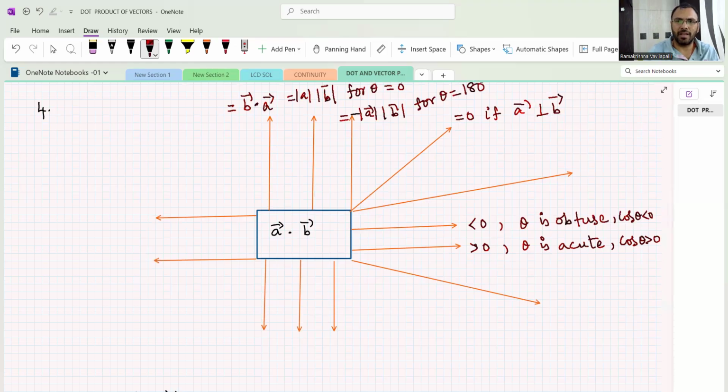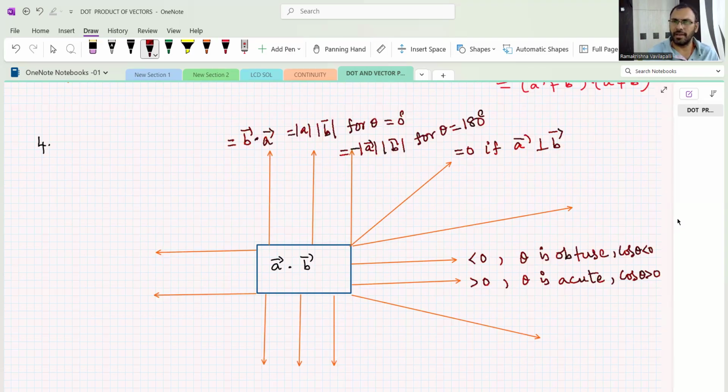So we have revised that. What is the condition for an acute angle? Dot product positive. Obtuse angle, dot product is negative, and equal to 0 for vectors that are perpendicular. And A bar dot B bar is equal to B bar dot A bar, and A bar dot B bar equals mod A mod B if theta equals 0, and A bar dot B bar equals minus mod A into mod B for theta equal to 180 degrees.